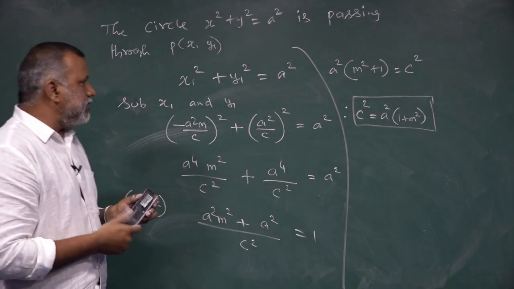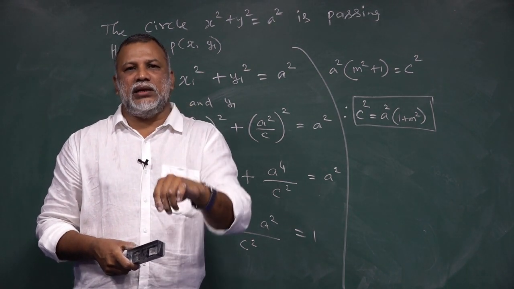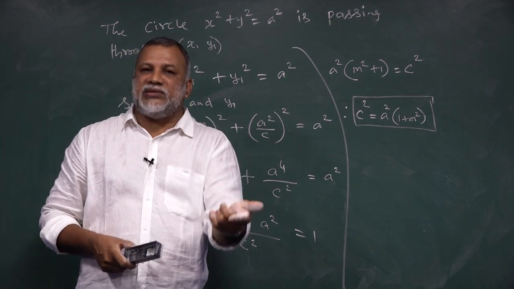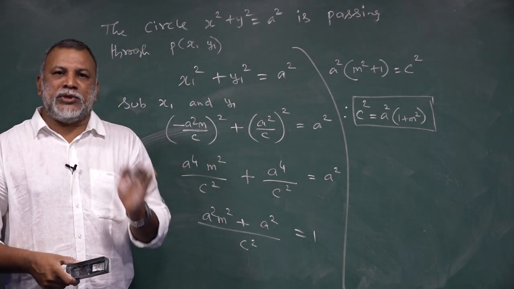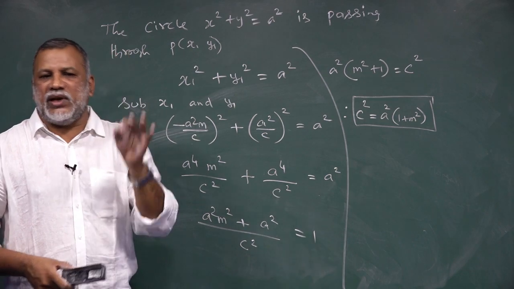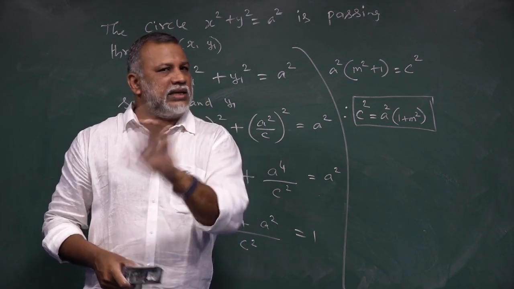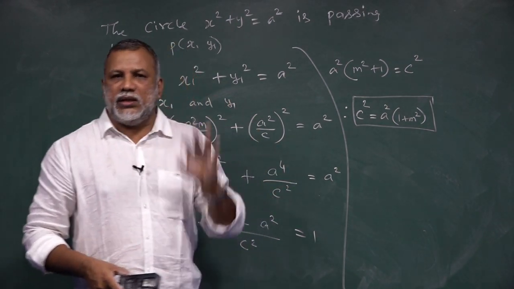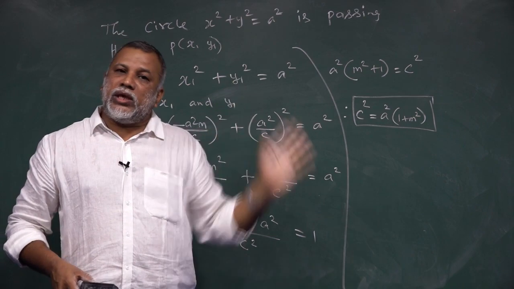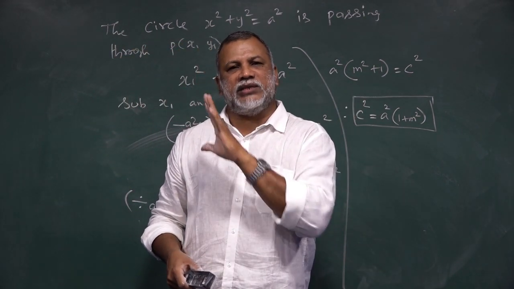So listen once again, the question is find the condition for the line y equal to mx plus c to be a tangent to the circle x squared plus y squared equal to a squared. We are selecting the circle with the center as the origin, radius as a. Therefore x squared plus y squared equal to a squared is the general equation. That is equation number 1. y equal to mx plus c is the given line.